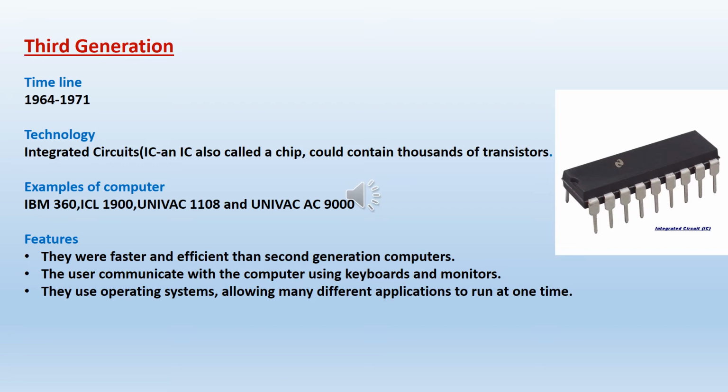So when we look at the features in the third generation, children, now they are comparing second generation and third generation. When we compare with the second generation, these third generation computers were faster and more efficient. And also the user, that means the person who uses the computer, can use keyboards and monitors. Also children, they use an operating system. If we have an operating system, we can run many applications at one time.